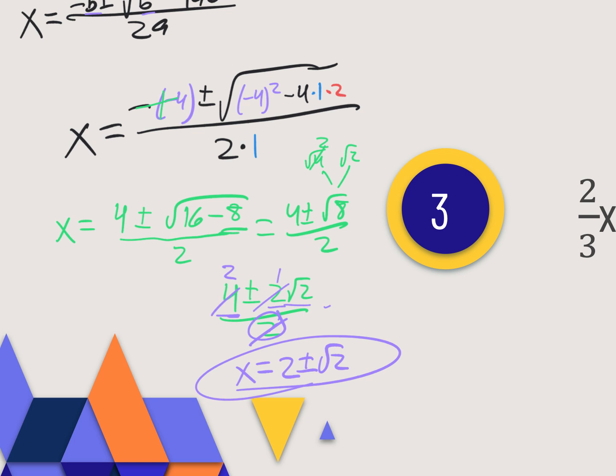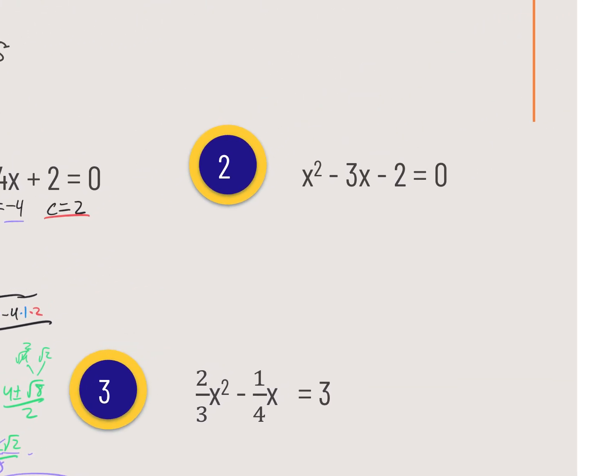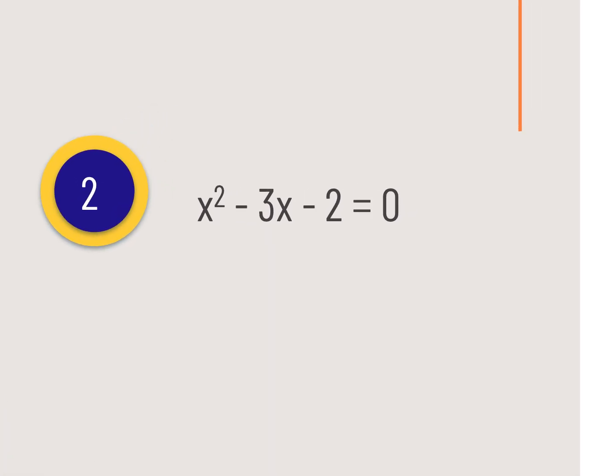All right, let's try another one. Again, by quadratic formula. Again, your instinct is going to be to check if you can factor it. All right, this one cannot be factored. There are no factors of -2 that add to -3. So let's label. All right, I'll label a equals 1, b equals -3, and c equals -2.